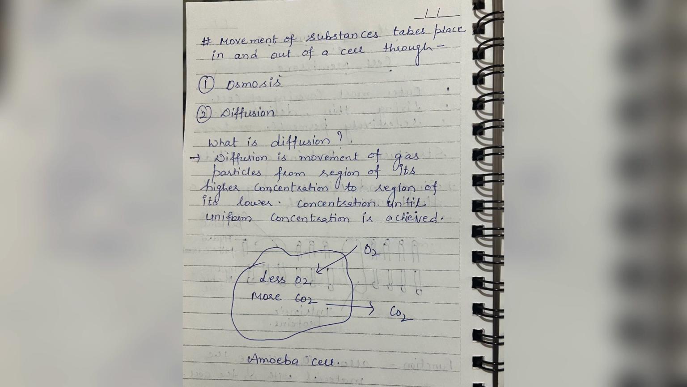For example, you can see an amoeba cell in the diagram. Fine. Now what's going on here? If less oxygen is present inside the cell and more carbon dioxide is there, then oxygen moves from the surroundings into the cell, and carbon dioxide moves from inside the cell to the surroundings. Fine. So this is an example of diffusion. This diagram shows us how diffusion works.